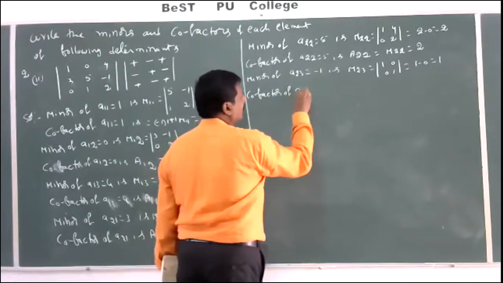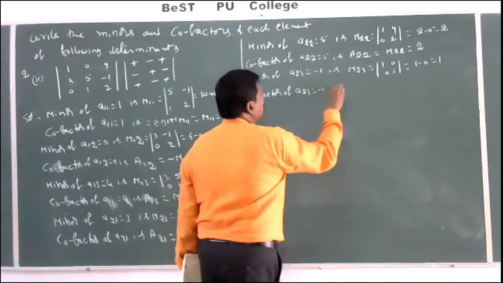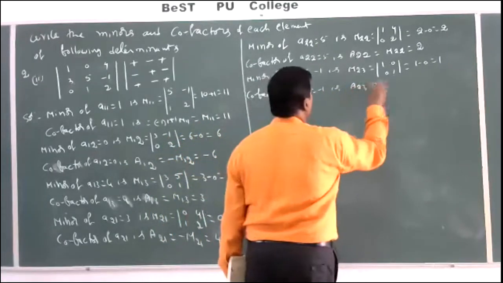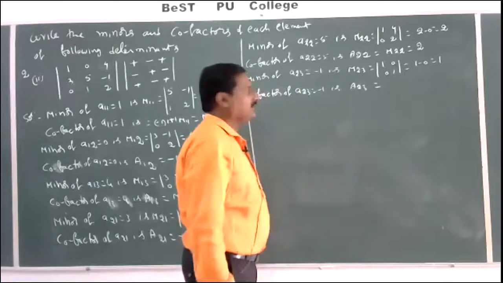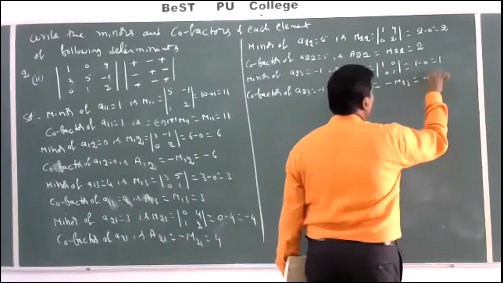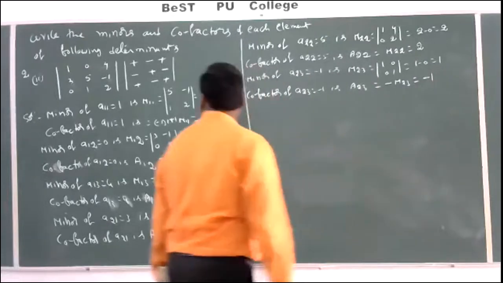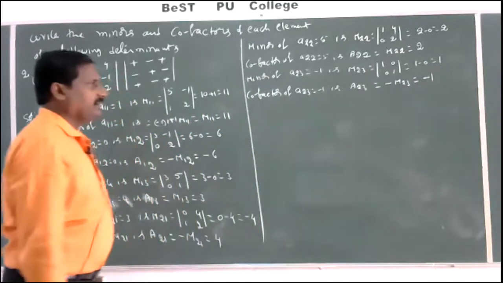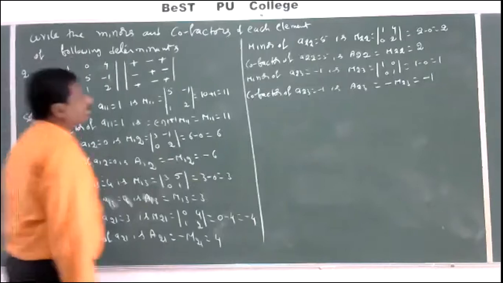Cofactor of A23 is capital A23. The sum of the suffixes 2 plus 3 is 5. It is odd, then we'll get minus of M23. This is equal to minus 1. The second row is completed. Next, see the third row.